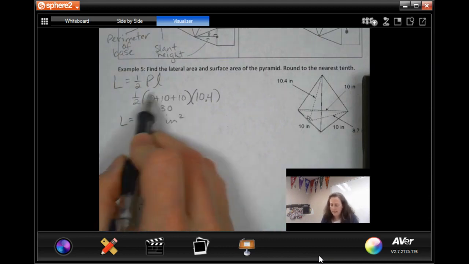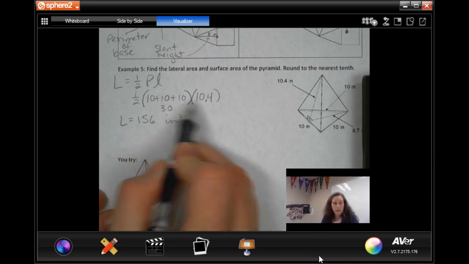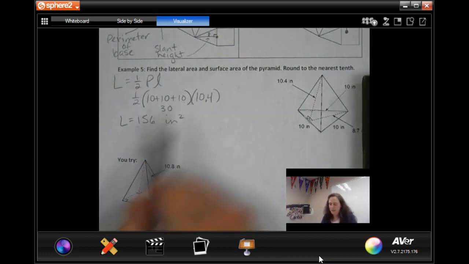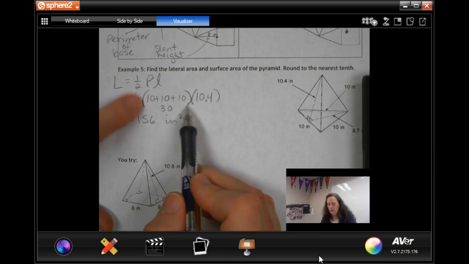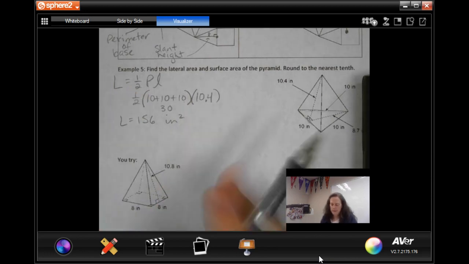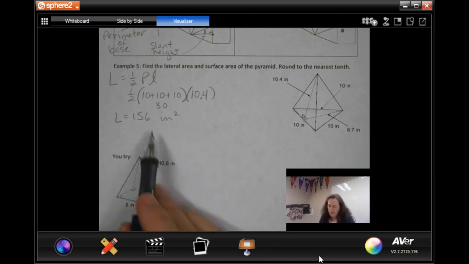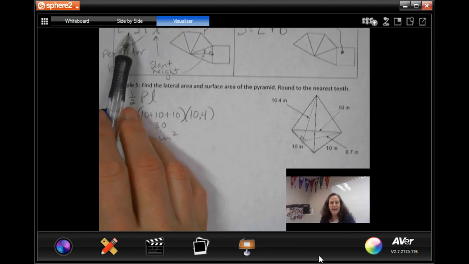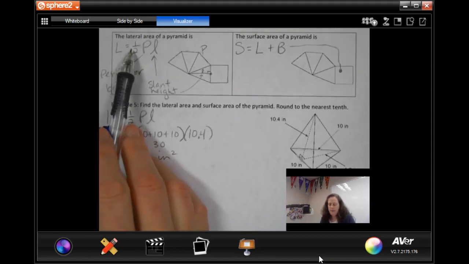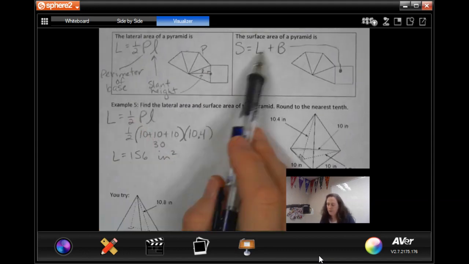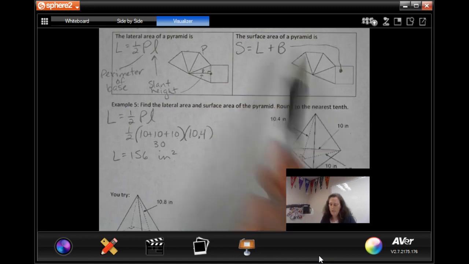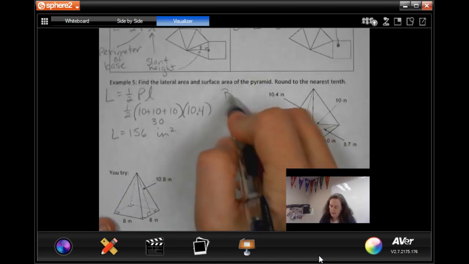If you don't add these together first, before you do your multiplying, you'll get a different answer. So this is one where you have to be careful to add those pieces that are inside the perimeter and get a perimeter number. Okay, so we have this part. We have this lateral area. Now, to be able to put the surface area together, we also need to know what the base is. So let's do that over here.